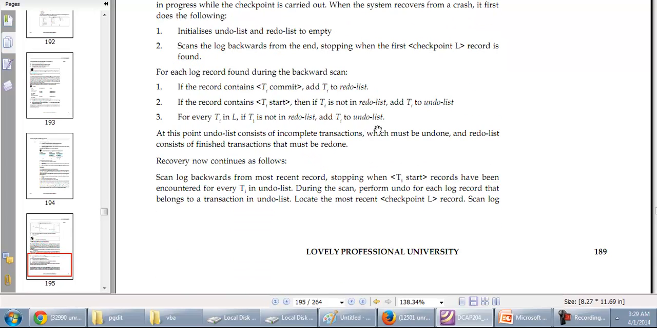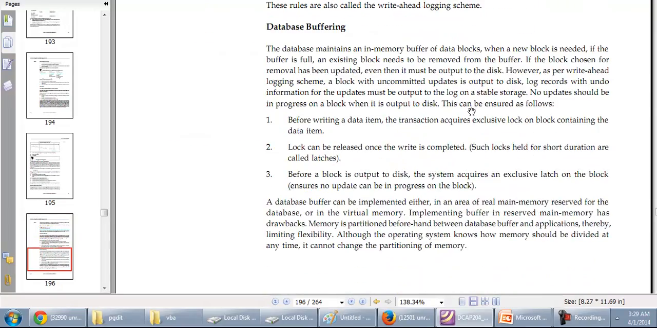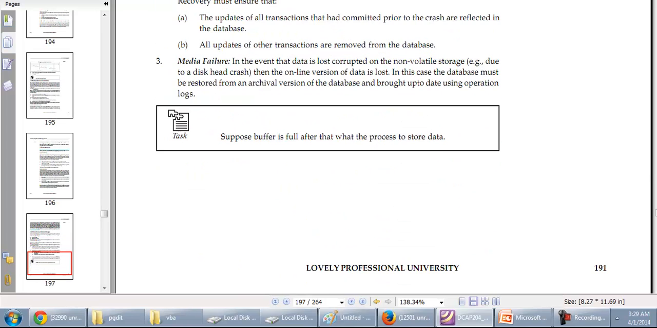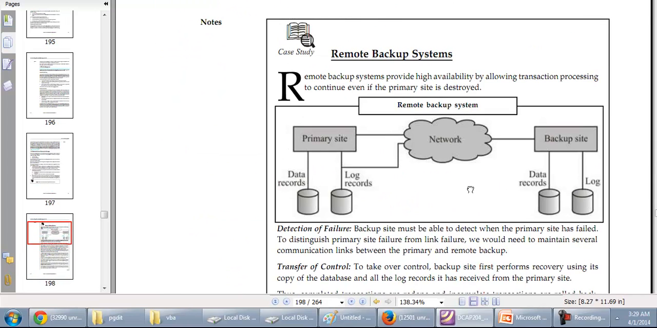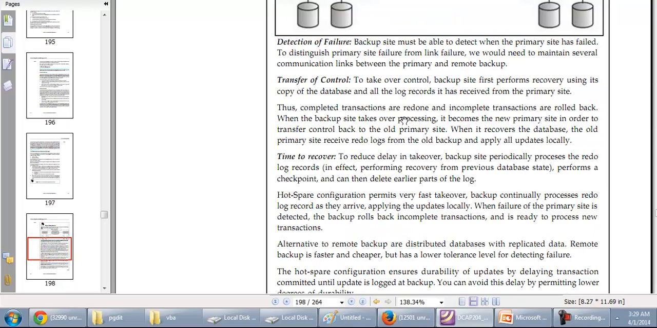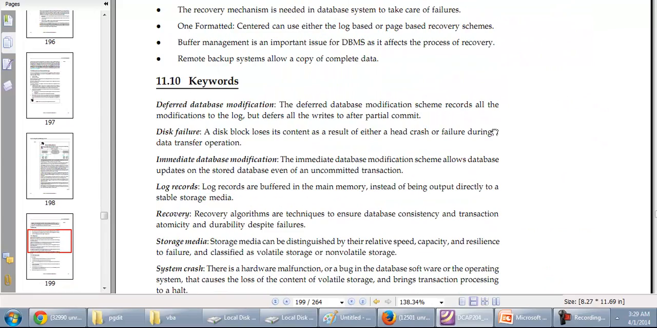So initially the undo list and redo list are empty. Scan the log backward, and then stop. If the record is found during the backward scan, redo T. Then we have buffer management, database monitoring, failure with non-volatile storage, and remote backup systems: network, backup site, primary site, transfer of control, and summary.